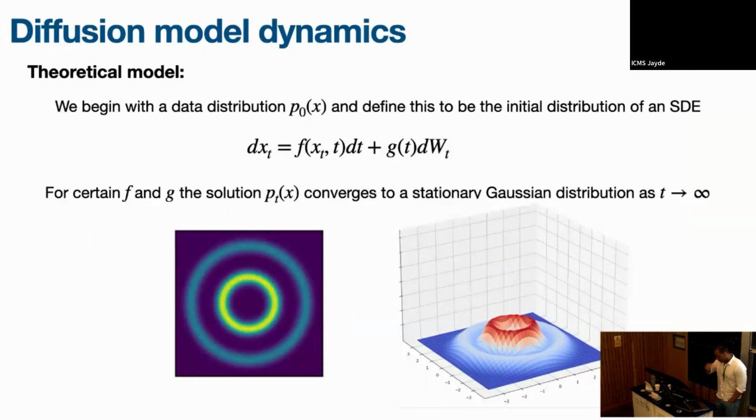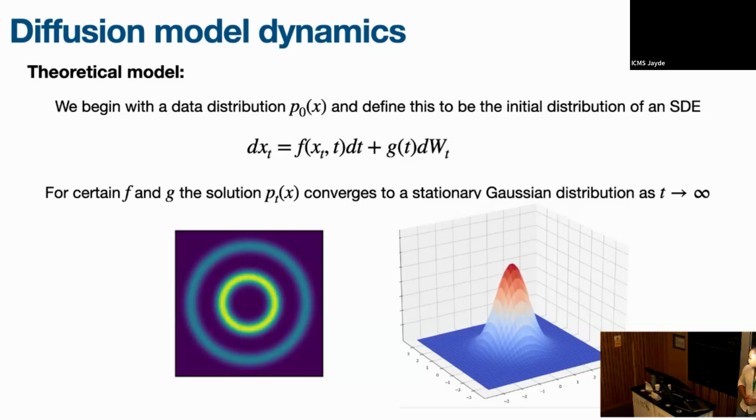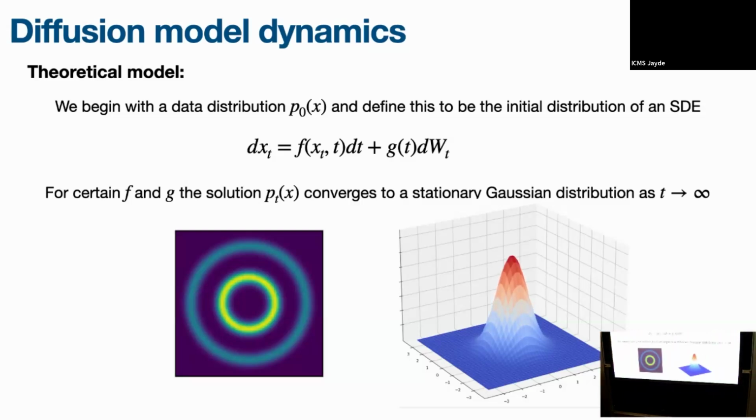Okay, so theoretical model, what do we have? We want to generate data from some data distribution P0. So what we do is we define P0 as the initial condition of an SDE. We simulate this SDE forwards in time, and you end up with a density that evolves over time. So I've got 3 toy examples. This is one of them. You'll see the other 2 soon. But you end up with dynamics that do something like this.